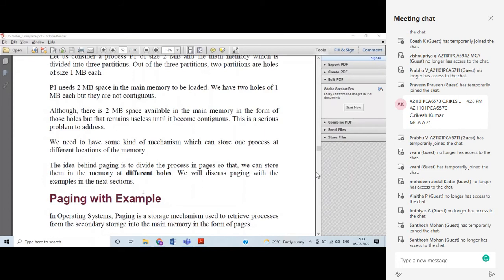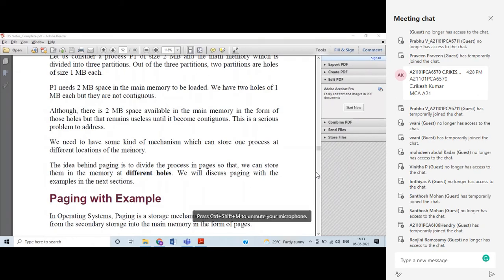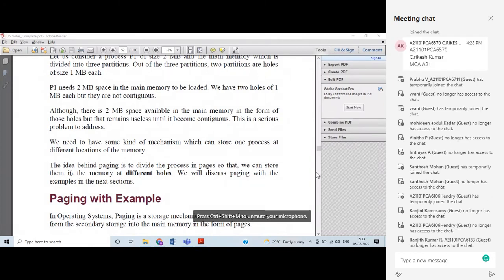Until now, we placed a process contiguously in only one location. But in order to avoid external fragmentation, what is the mechanism here? We need some mechanism which can store one process at different locations of the memory. This is the idea of paging. The idea behind paging is to divide the process into pages, and we can store them in the memory at different partitions. This is the main concept behind paging.